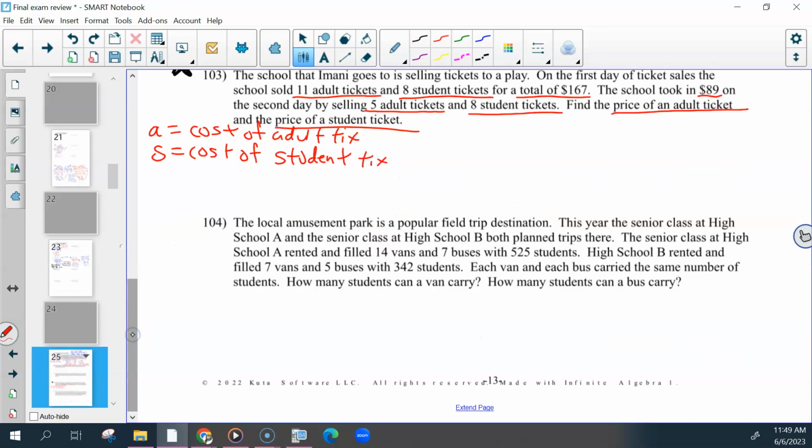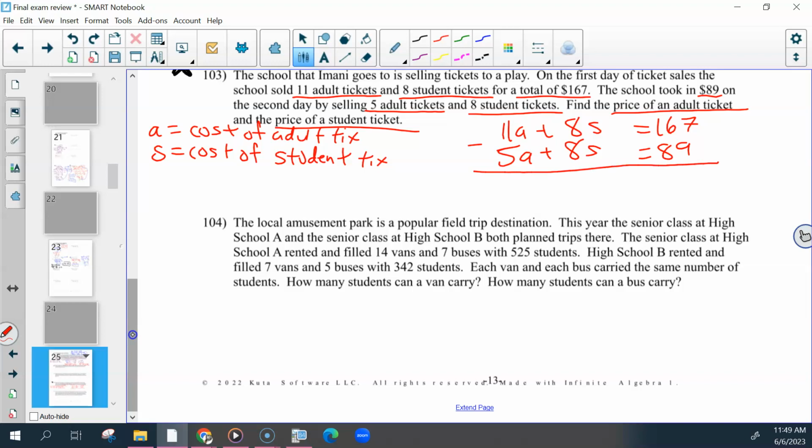Then you can set up your 2 equations. Totals are 167 and 89. Number of tickets are going to go with the variable. So 11A plus 8S, and we're doing total, so we're adding again. And then 5A plus 8S. Elimination would be a good one for this again because we have the same coefficient. To eliminate, we could subtract.